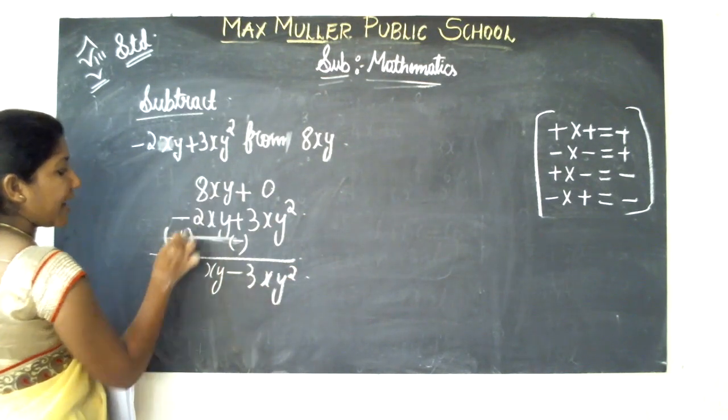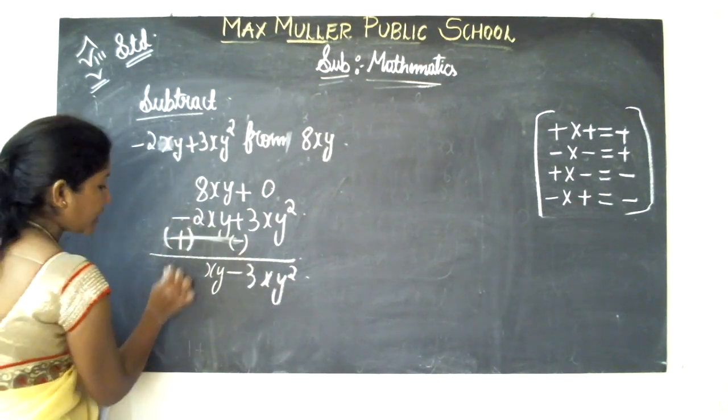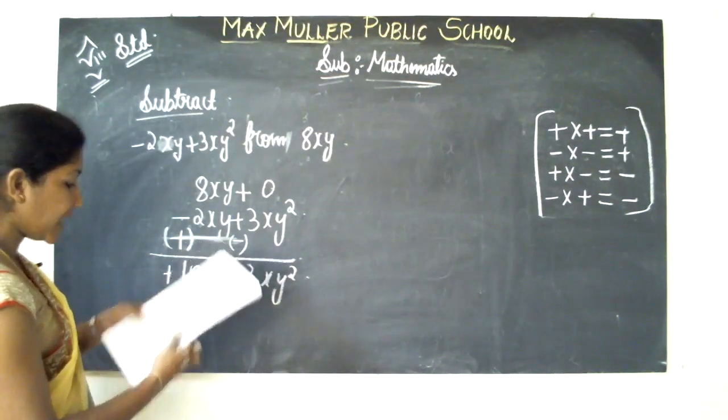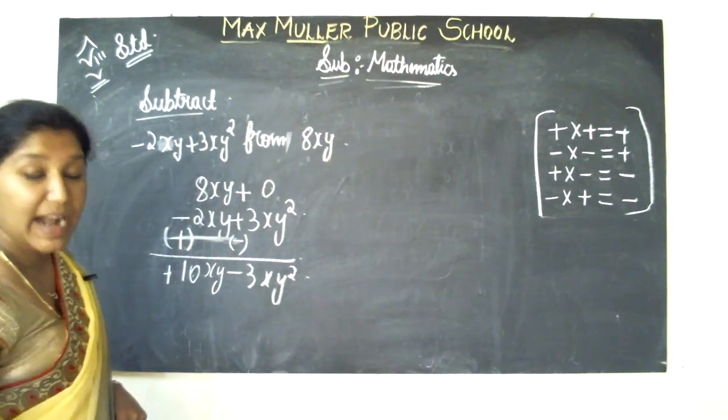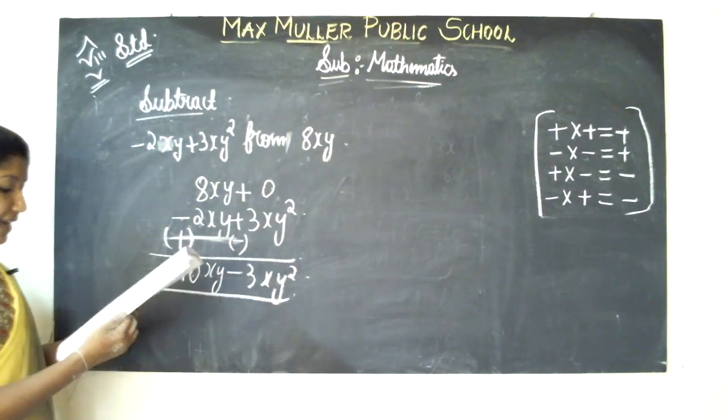So here plus 2, 8 plus 2. Here both are positive signs. So it is plus 10. Plus 10xy minus 3xy square. Understood? You have to solve it like this. I hope you all are understanding it.